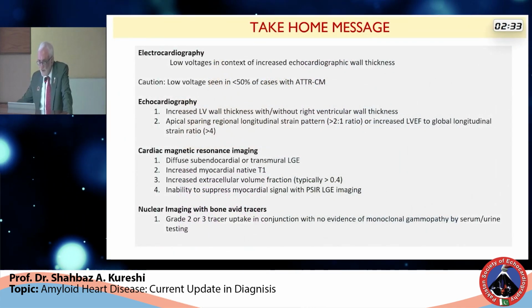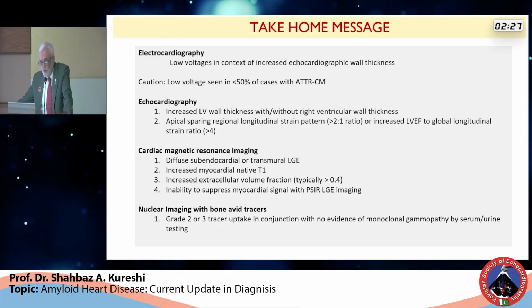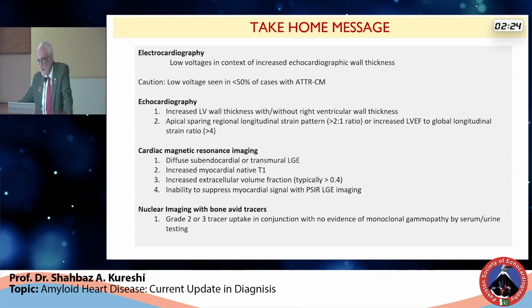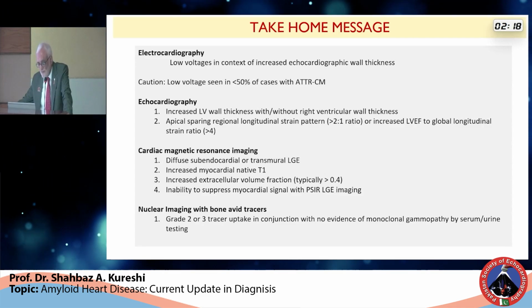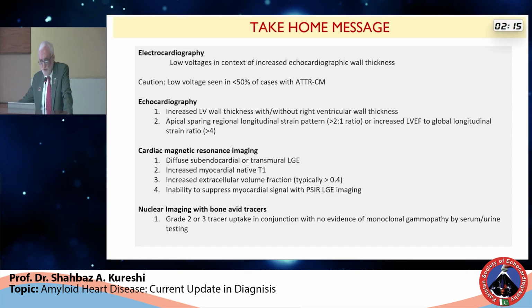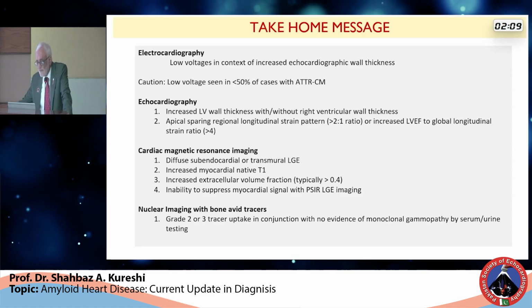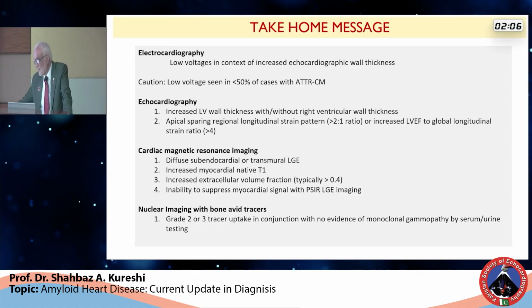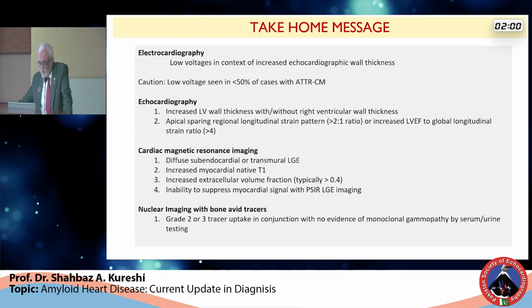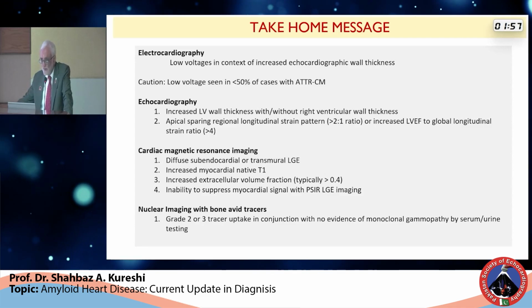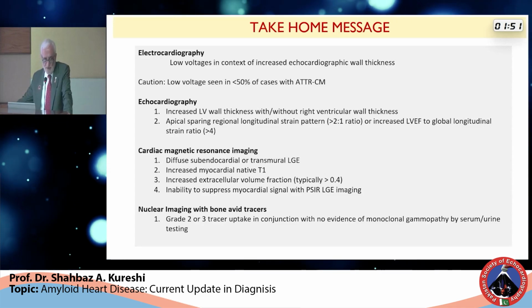So the take-home message which I have here is, number one, low voltage in the context of increased echocardiographic wall thickness. This is pathognomonic. However, the low voltage seen in these patients with ATTR CM is in less than 50% of the cases. So it is not always that you are going to see a low voltage in patients with amyloidosis. Number two, as far as echo is concerned, there is an increased left ventricular wall thickness, which can be with or without right ventricular thickness.